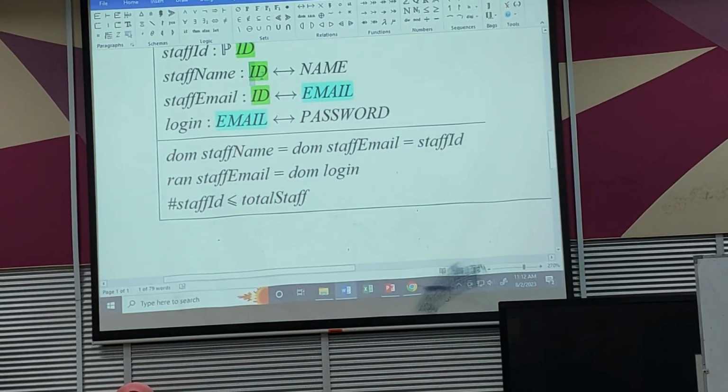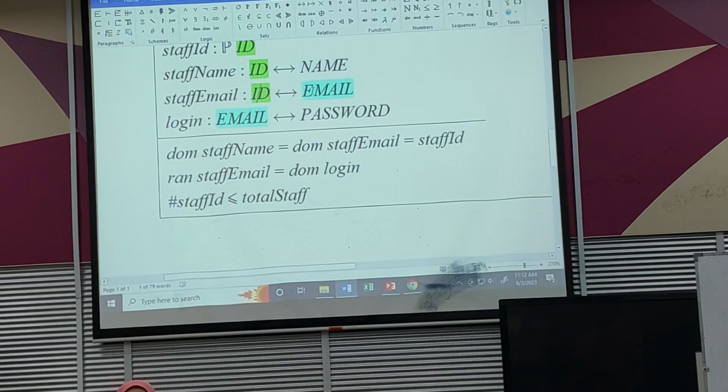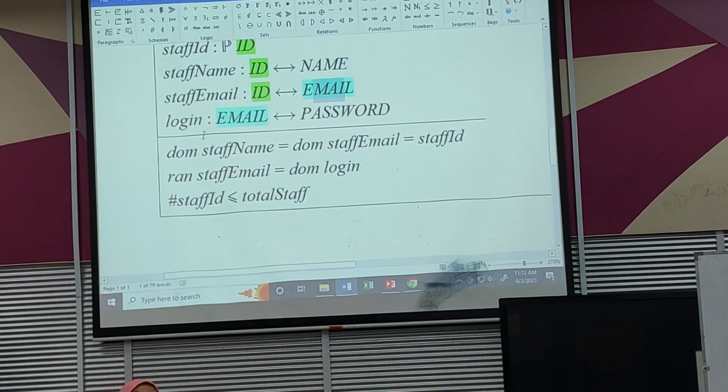Or same thing here. I use ID, I can get the name. I use ID, I can get the email. So I am linking the data together. So this is what I mean by relation or a Cartesian product relation and so on.